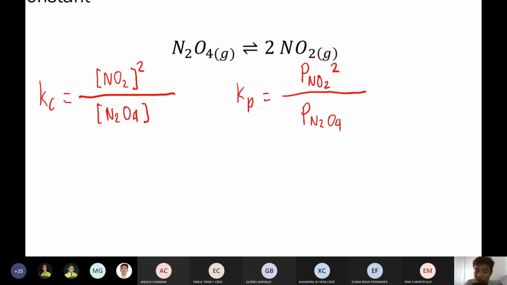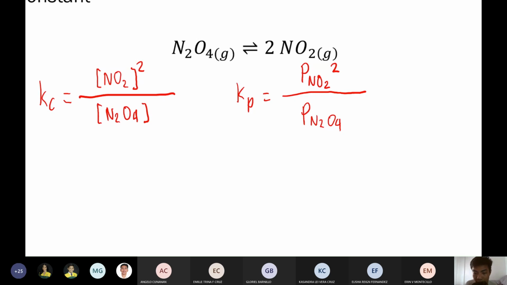Okay? So, that means iba yung Kc natin sa Kp. Baka kasi mamaya isipin nyo parehas yan. No. Because iba yung units for the concentration at iba yung units for the pressure. However, we can use the gas laws to derive the relationship between Kc and Kp. Although mamaya na yan. So, ganun lang yung idea.